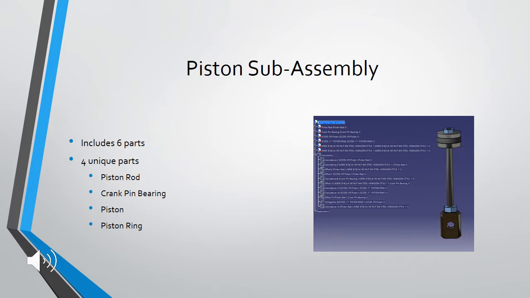The piston subassembly was another subassembly that included 6 parts, 4 unique parts: the piston rod, crank pin bearing, piston, and piston ring. Overall, none of the parts were particularly challenging to model. They were all primarily a profile that could then be revolved around the central axis.